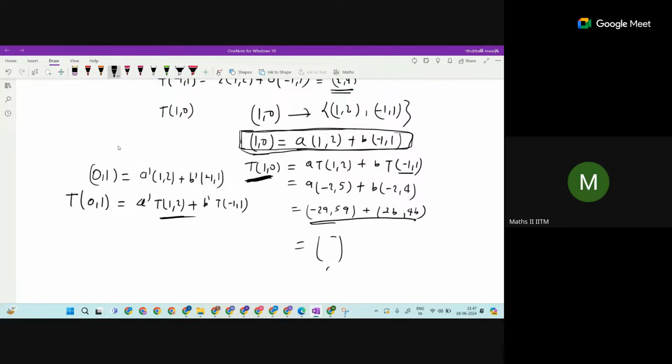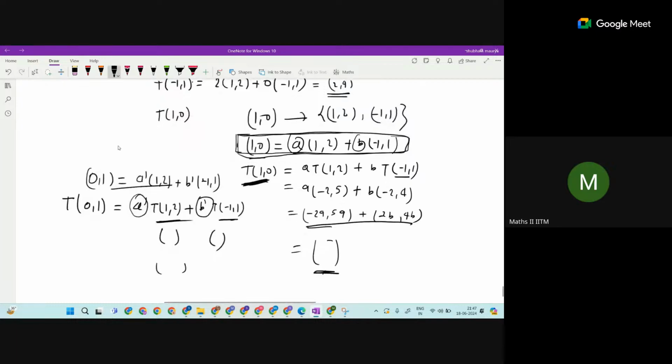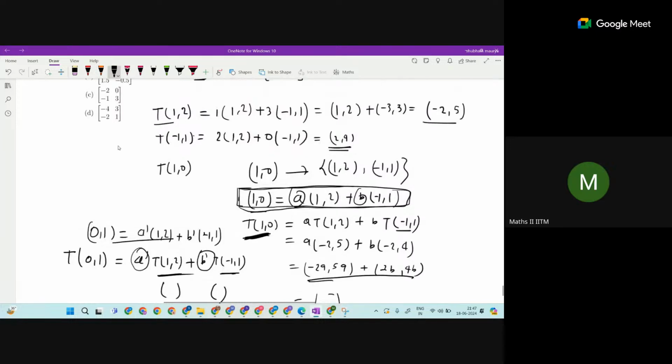And we already have these images. We can substitute and get that. So we just have to find A prime and B prime here for this one, and here A and B to get this one. This is the canonical basis. That's all. Nothing more.